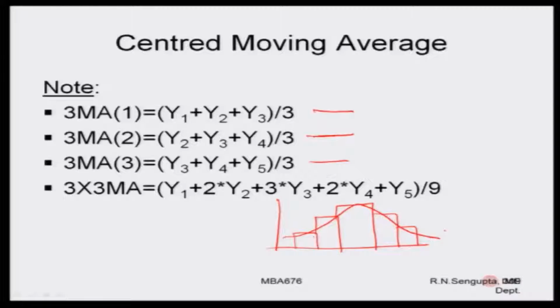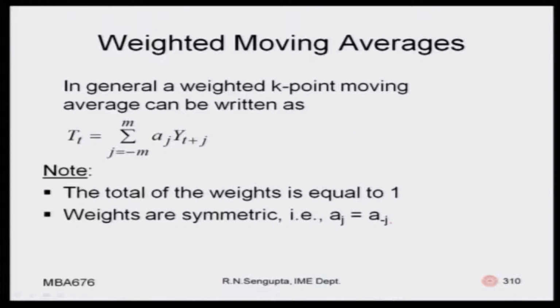which means that if you are standing on y3, the overall weightages you are putting for y1 and y5 is 1/9. But closer you come to y3, the weightages you are putting on y2 and y4 has increased from 1/9 to 2/9. So, obviously, when you are at the position y3, you will give the overall weightage to the maximum, which is 3/9. So, in general, a weighted k moving average can be written by this.